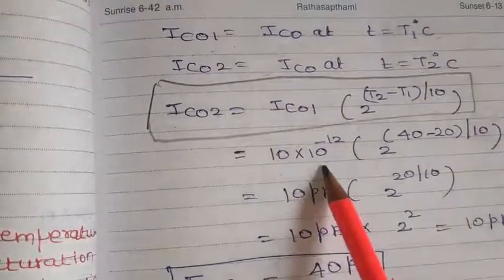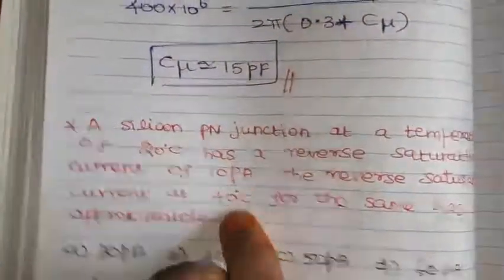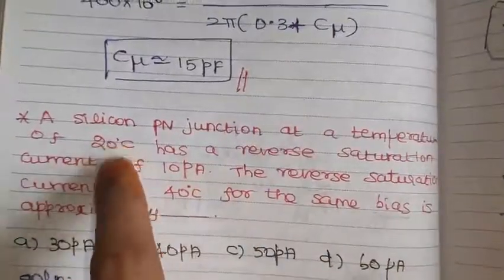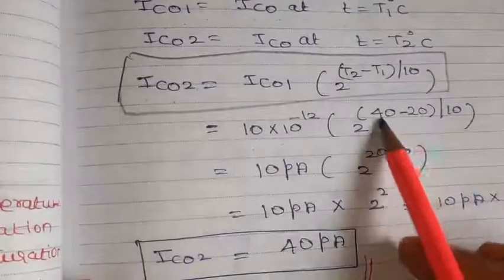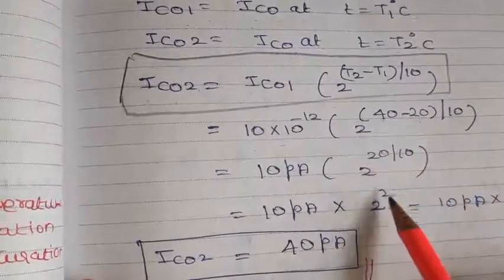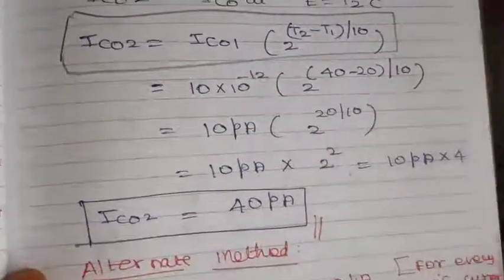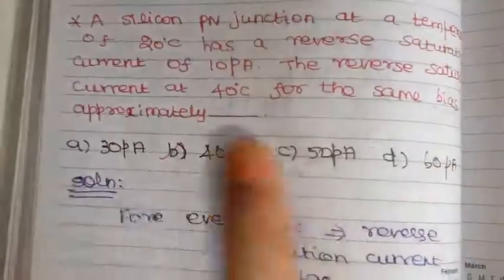So 10 into 10 power minus 12 into 2 power (T2 minus T1) divided by 10. T2 is 40 degrees and T1 is 20 degrees, so 40 minus 20 divided by 10 is 2. 2 power 2 is 4. So 10 picoamperes into 4 gives 40 picoamperes. 40 picoamperes is the right option.